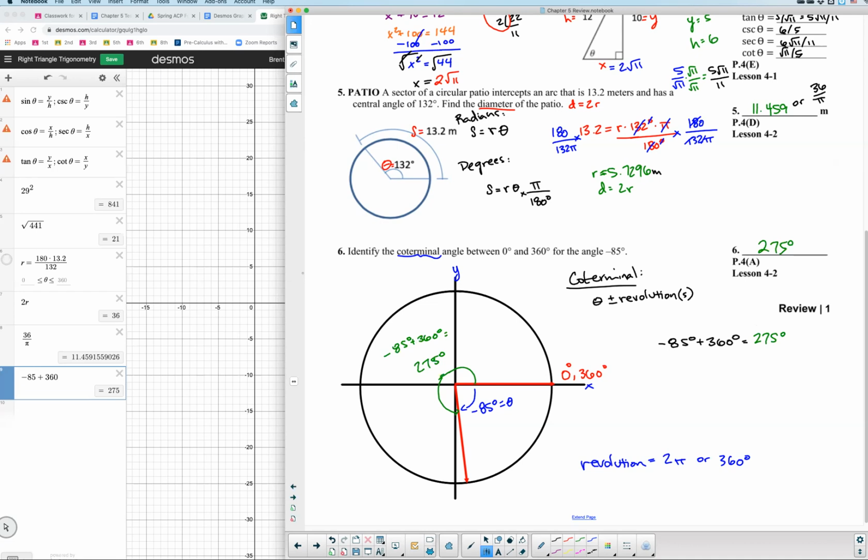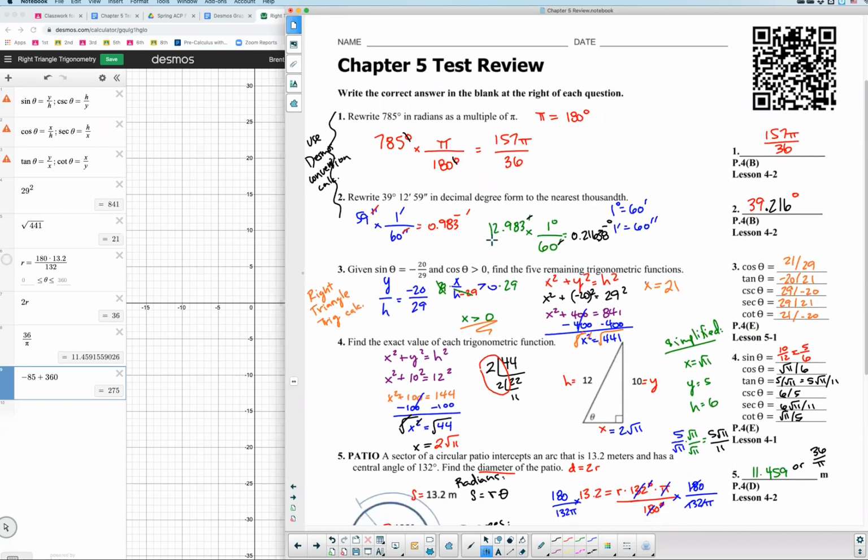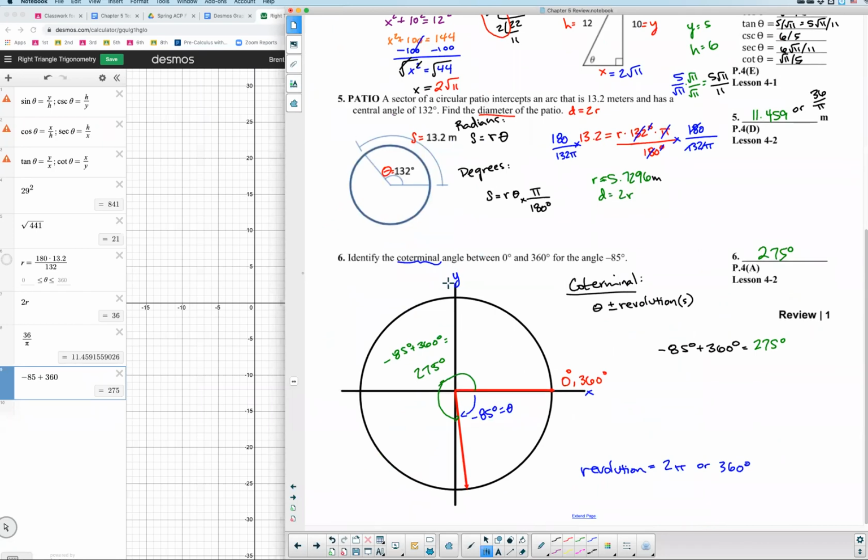Now, our test has 4 pages to it. If it was in paper copy, this is the front page. Let's check out the second page here. It says find the exact value of cotangent secant inverse 11/9. And I do want to remind you, as I get more into what I would call algebra, that the first page was more conversion, just the basics of each of these shapes, stuff like that.